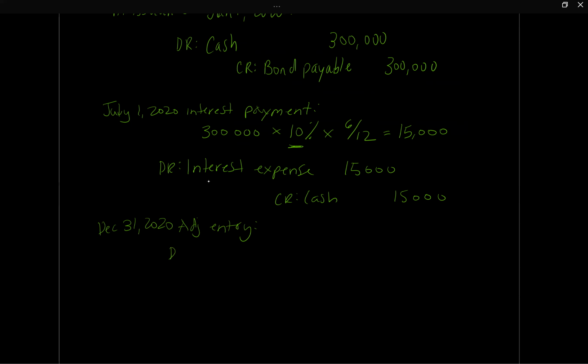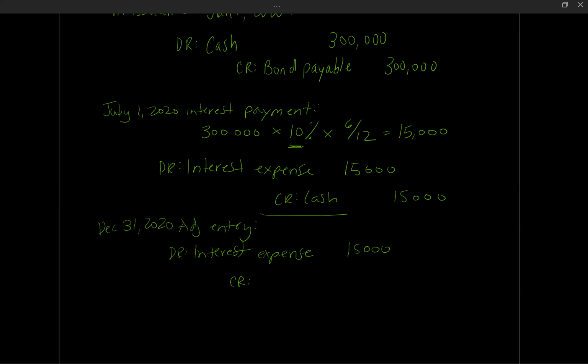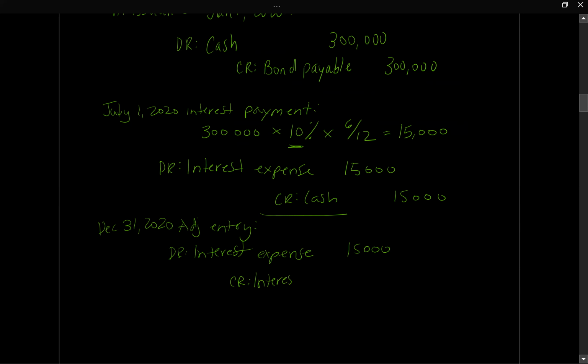So the entry is going to be debit interest expense. And this would be, even if it was, say, 3 of 6 months, you'd prorate this. We don't need to prorate it because they've earned the entire payment. It's actually going to be paid the very next day, January 1st. So the difference here is that rather than crediting cash, as we do in the July payment, we're going to credit interest payable because the cash is actually going to flow out the very next day.